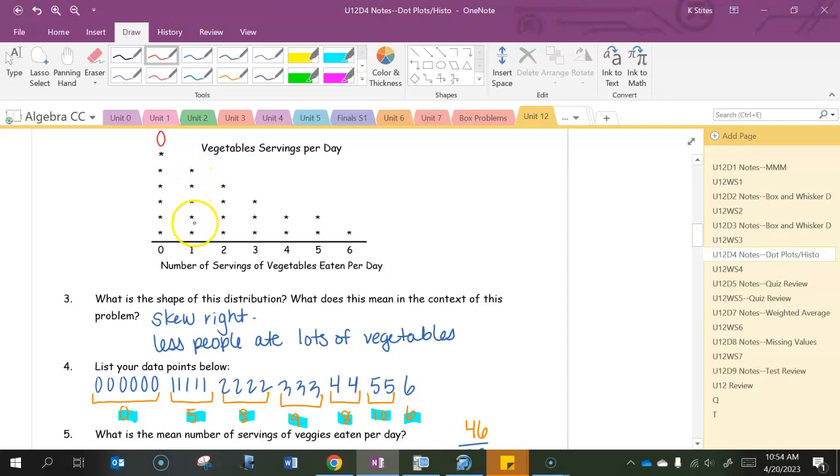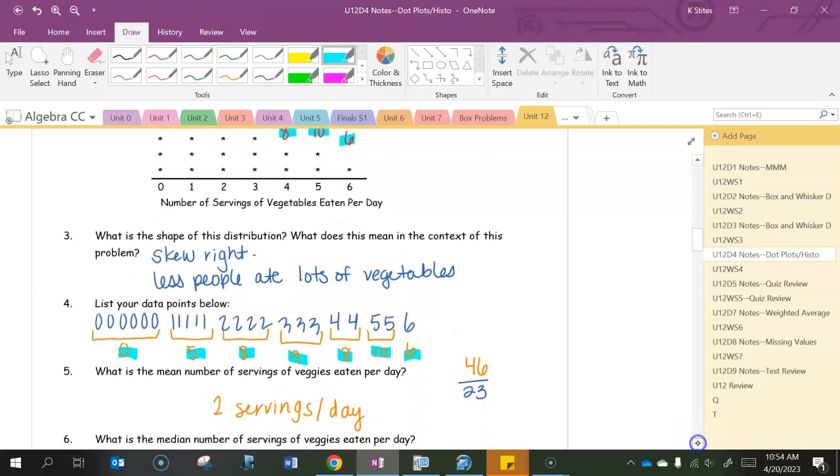There are 1, 2, 3, 4, 5. 5 of these times 1 is 5. 4 of these times 2 is 8. 3 of these times 3 is 9. 2 of these times 4 is 8. 2 of these times 5 is 10. And only 1 times 6 is 6. Notice how these numbers are exactly the same as the sums that I got when I wrote down all of my data. So that's my recommendation. It's just going to be less time consuming.